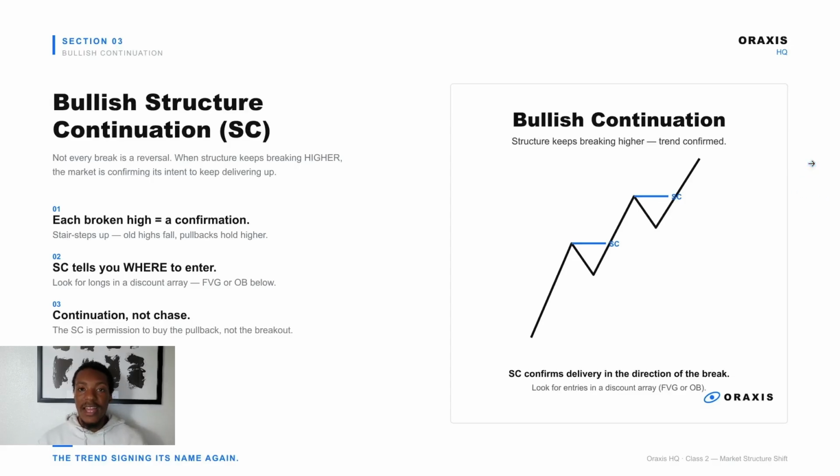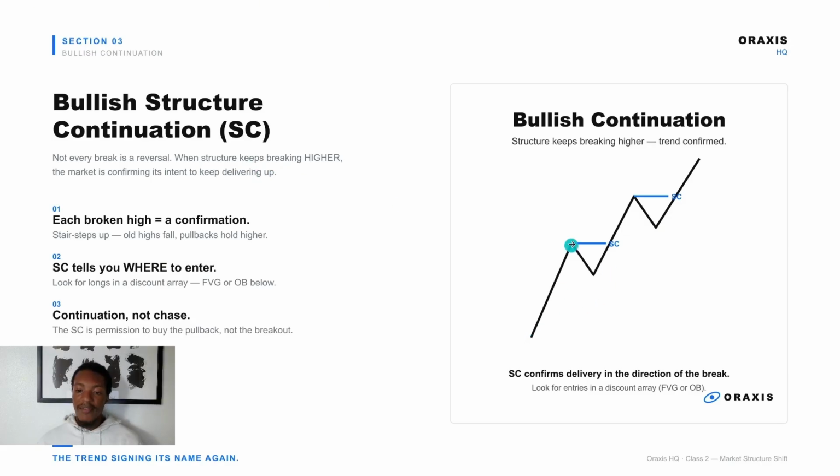Alrighty, so that is how you identify a reversal in the market. This is going to help you identify a continuation in the market. Here you have a bullish structure continuation. A lot of traders call this a break of structure or a change of character or whatever they want to name it, but none of those really make sense. The structure is continuing, and that's why I call it a structure continuation. Not every break is a reversal. When structure keeps breaking higher, the market is confirming its intent to keep delivering up.